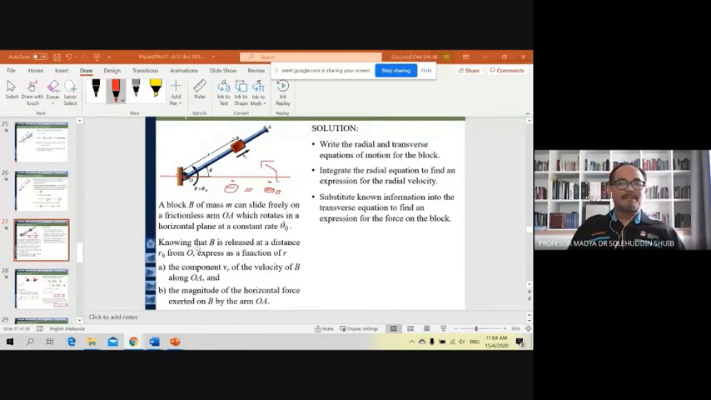Knowing that B is released at distance r from O, we want to express the relation as a function of r. What we want to find: A, the component v_r of the velocity of B along OA, and B, the magnitude of the horizontal force exerted on B by the arm OA. These are the questions asked for this problem.